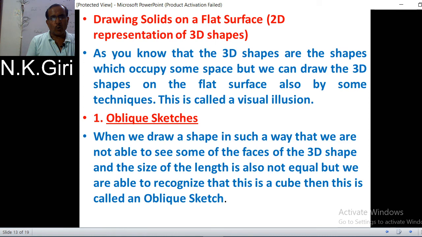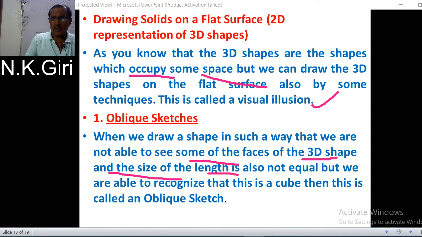When we draw a shape in such a way that we are not able to see some of the faces of the three-dimensional shape, and the size of the lengths is also not equal, but we are able to recognize that this is a cube, this is called an oblique sketch.